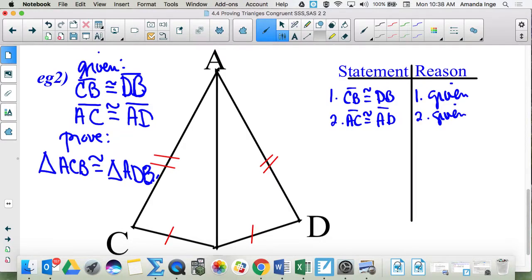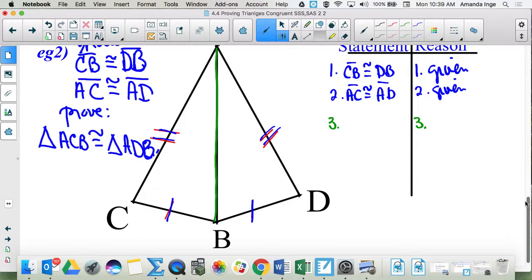And if we mark that on our paper, we have this piece is congruent to that piece, and this piece is congruent to that piece. Well, what do we know about this piece right here? What are you going to say, y'all? Well, we know that AB is congruent to itself. And what is the reason again? Reflexive property.